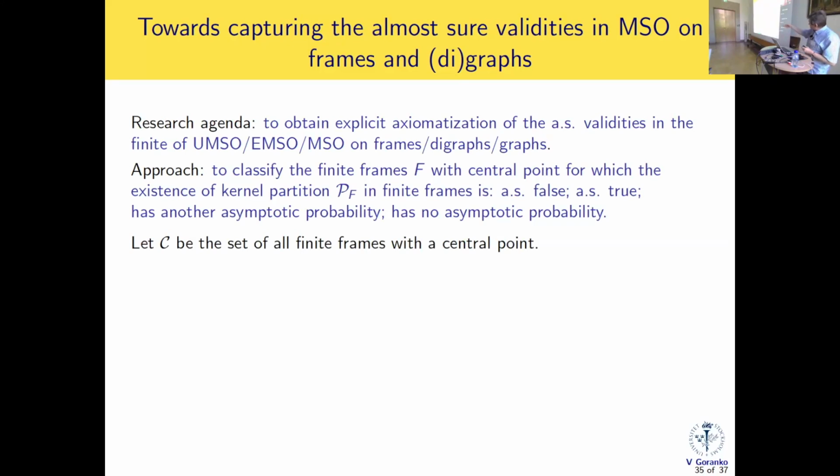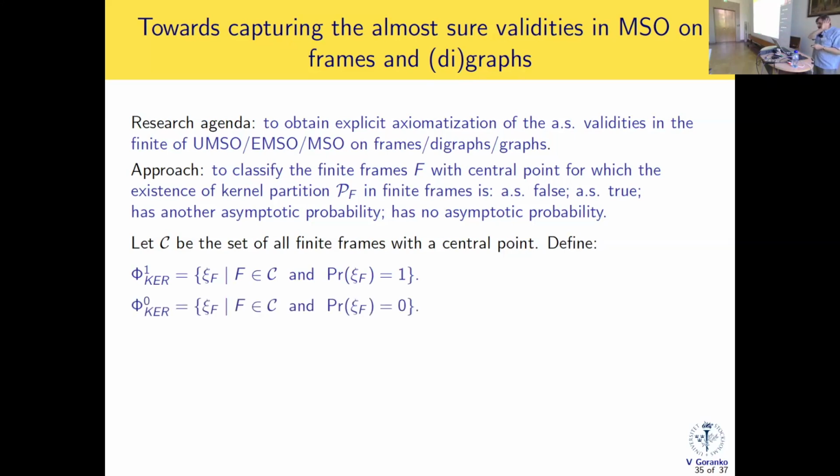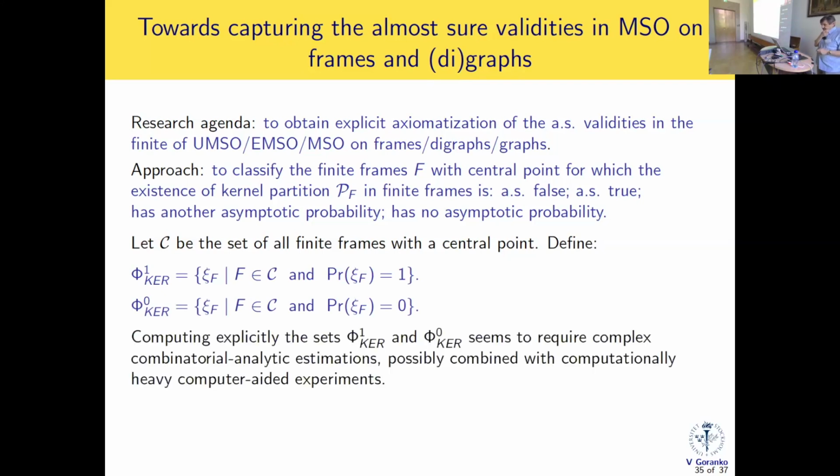And again, by virtue of what I presented earlier, we can focus on the set of all finite frames with central points. So the question now boils down to some hardcore combinatorial probabilistic work to identify those finite frames with a central point for which there is almost surely a bounded morphism from any randomly chosen finite frame, and those for which there is almost surely no such bounded morphism. And I introduced this notation for part of that.